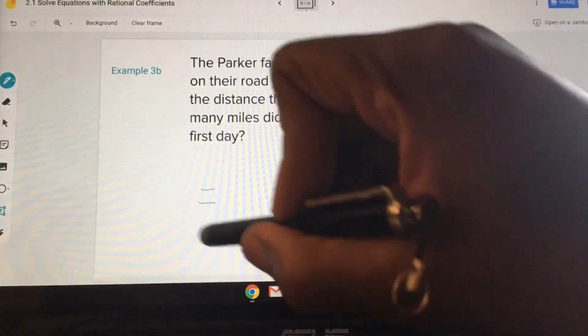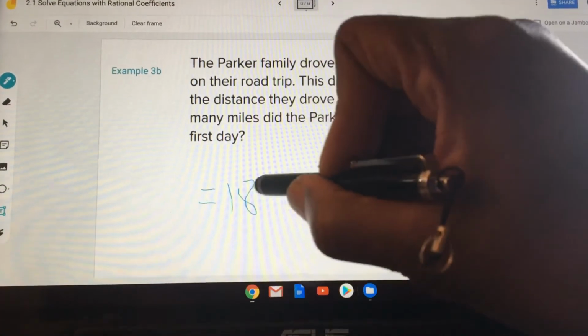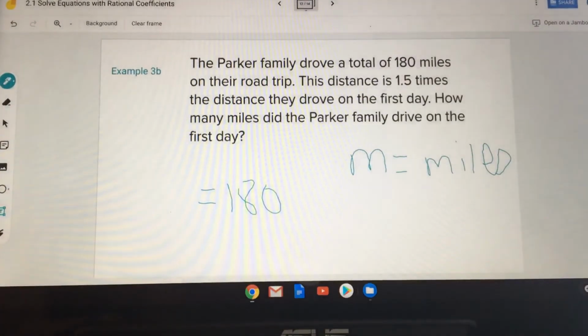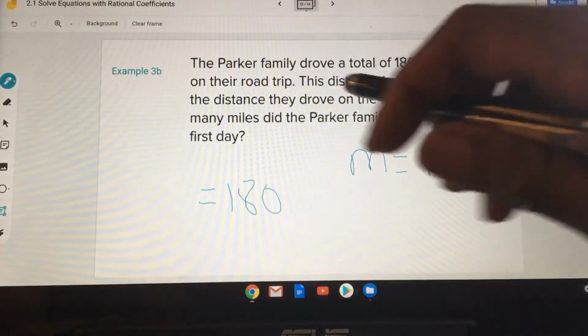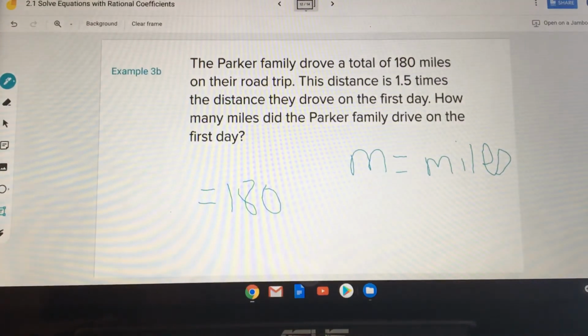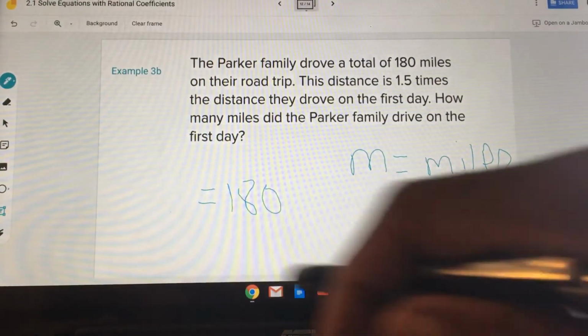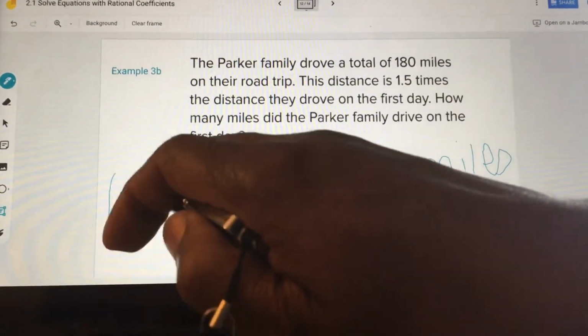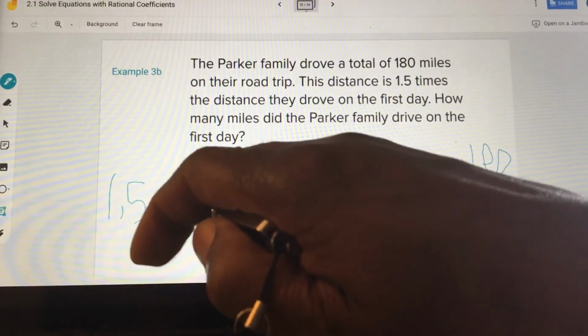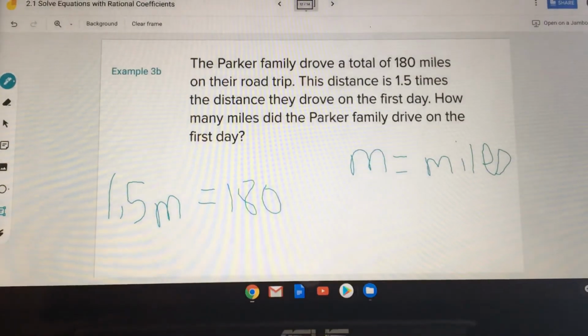So I'm going to create an equation, and 180 I'm going to put on the right because that's the total. This distance right here is 1.5 times the distance they drove. And remember, the distance is M miles. So we have 1.5 times your miles equals 180.